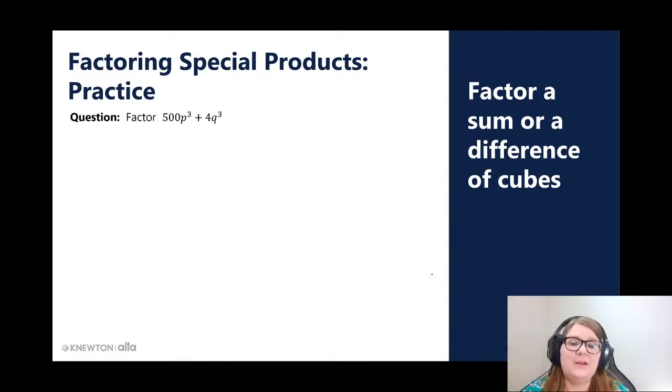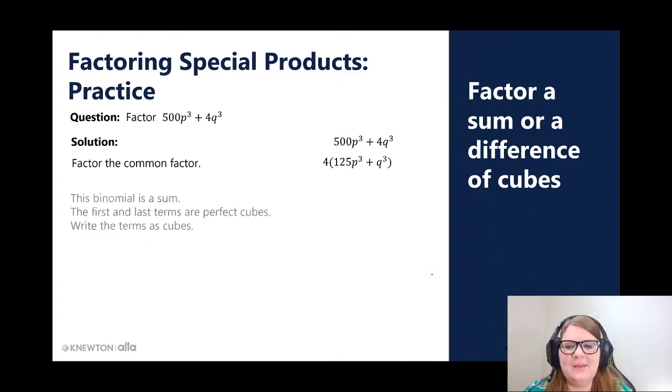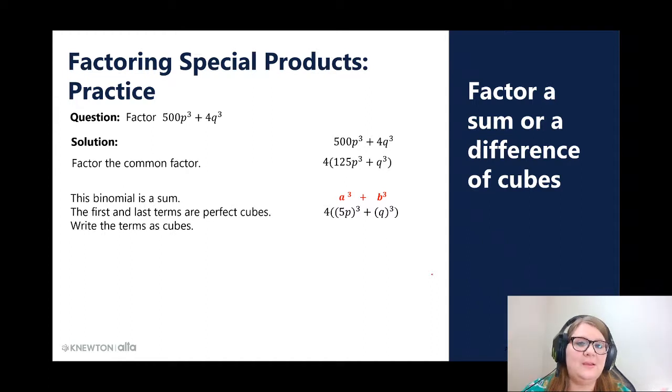All right, what about this one? 500p cubed plus 4q cubed. Woo, okay. So the first thing you have to recognize here is there's a GCF. All right, so that's really important because if you don't factor out the greatest common factor, you're going to look at it and be like, this isn't a set of perfect cubes. I can't do this. All right, but because I can pull a 4 out of both terms, what is left inside my parentheses is a sum of cubes. And so I can write this where I pull down my 4. I can rewrite 125p cubed as (5p) cubed, and I can rewrite q cubed as q cubed. That means my a is 5p and my b is q.